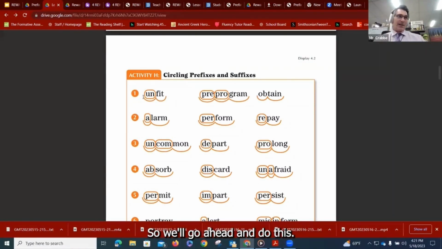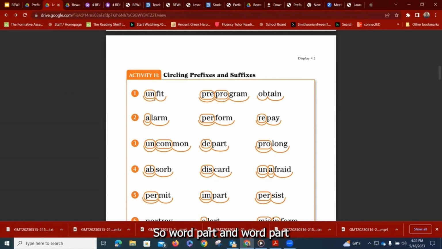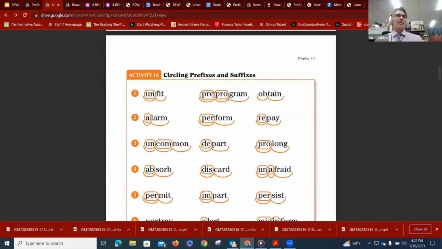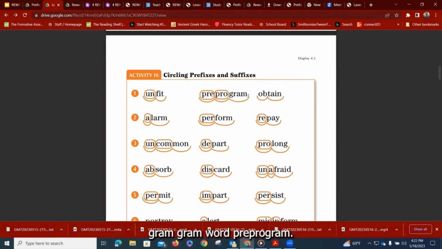So we'll go ahead and do this. So do you see the loops here? So what you'll say is word part, and then you'll go, right? So word part, word part, fit, word, unfit, right? So word part, pre, word part, pro, word part, gram, word, pre-program, very good. Word part, obtain, word, obtain.